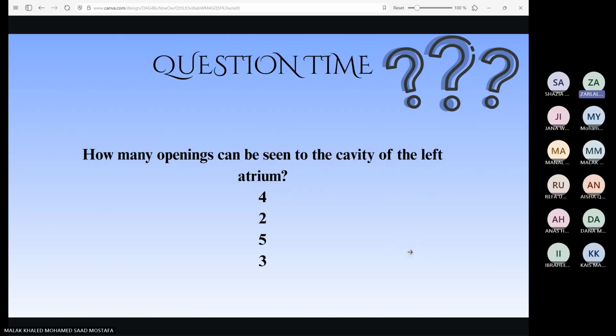Okay, so how many openings can be seen to the cavity of the left atrium? Yes, you're right, it's 4. No, it's not 1. We'll discuss. It says to the cavity, meaning openings into the cavity. So you can see 4 pulmonary veins opening into the cavity of the left atrium.